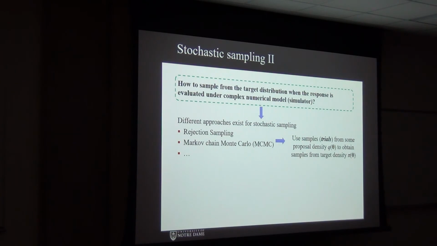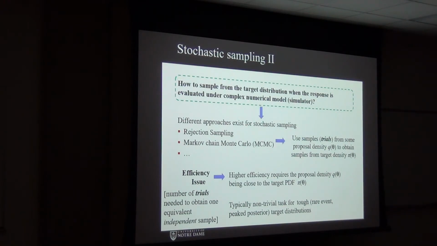So generally, there are different numerical tools that you can use, rejection sampling, MCMC. Generally, the underlying similarity of all these tools is that you use trials, or samples, from some proposal density q of theta, to be able to simulate samples from your target density pi of theta. And the efficiency issue is how many trials you need from q of theta to get one independent sample from pi of theta. And generally, this is a non-trivial task. The better q of theta resembles pi of theta, the more efficient you're going to be. But doing that selection is really non-trivial.